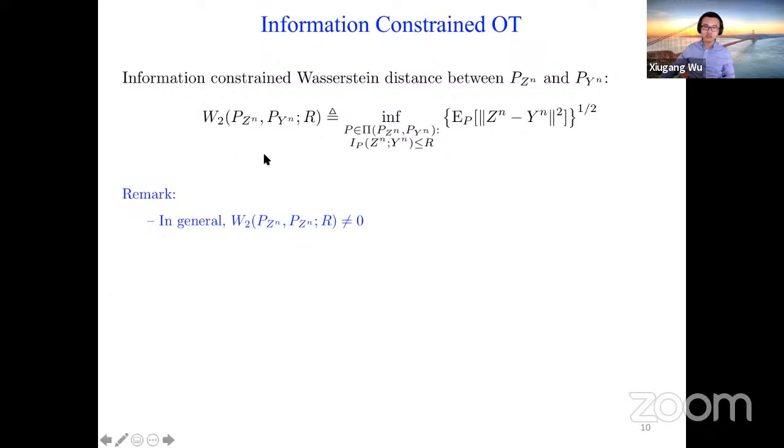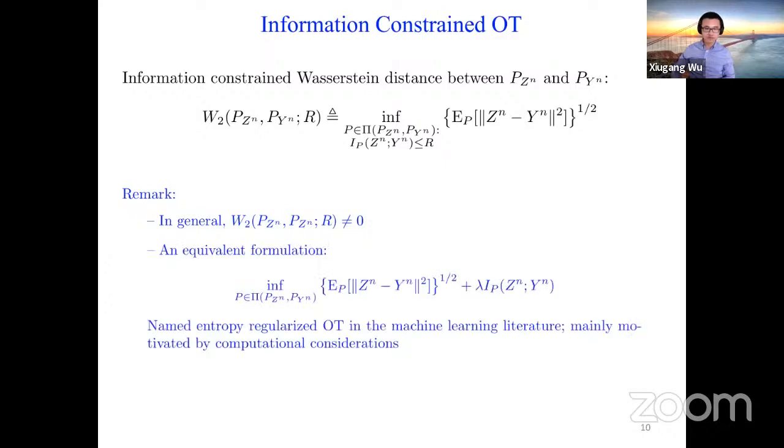So in general, this is not a distance metric, but still, with a slight abuse of notation, we still call it information constraint versus distance between those two probability measures. Nevertheless, you can verify that this quantity indeed satisfies all the other axioms of a distance metric, for example symmetry and the triangle inequality. So only this one is an exception.